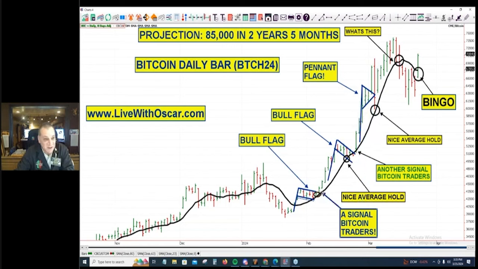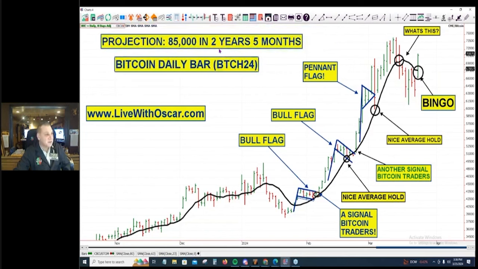Then what's this? Comes out of the average. It gets under the average. Well, that's different. What's this? So right at that point, I started to say, okay, traders, maybe a little pullback is coming. We'll wait for the next signal. There it is. We came down, spent a little time. Signal is in. So now you can buy the dips in Bitcoin.